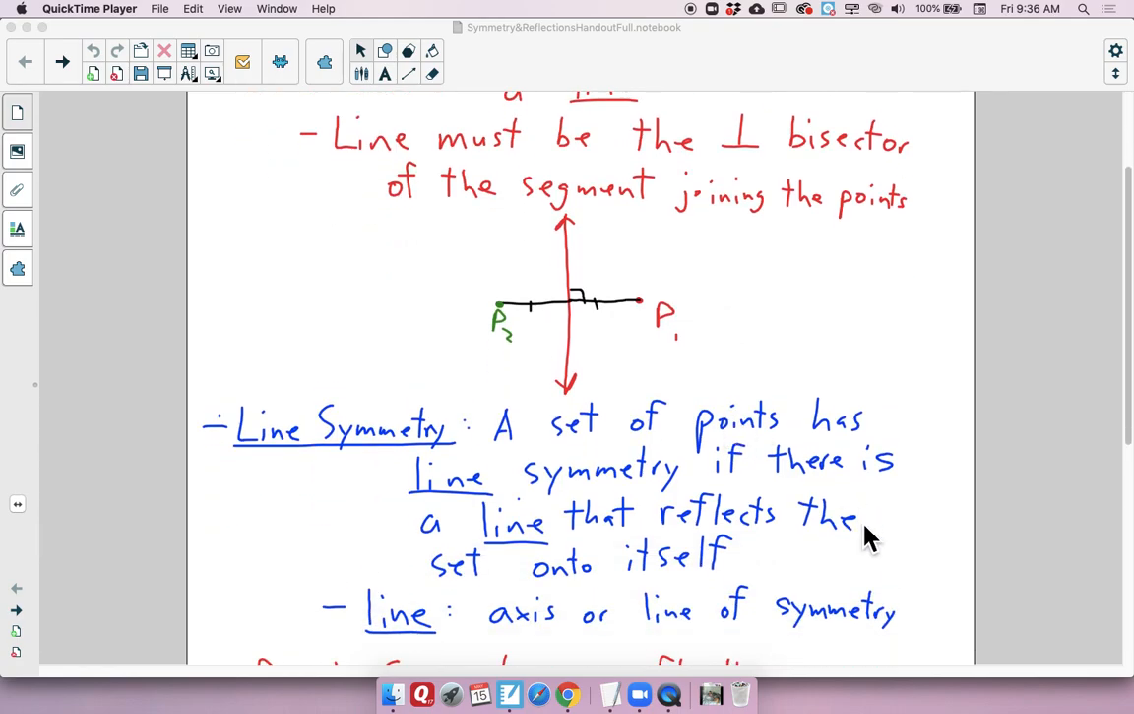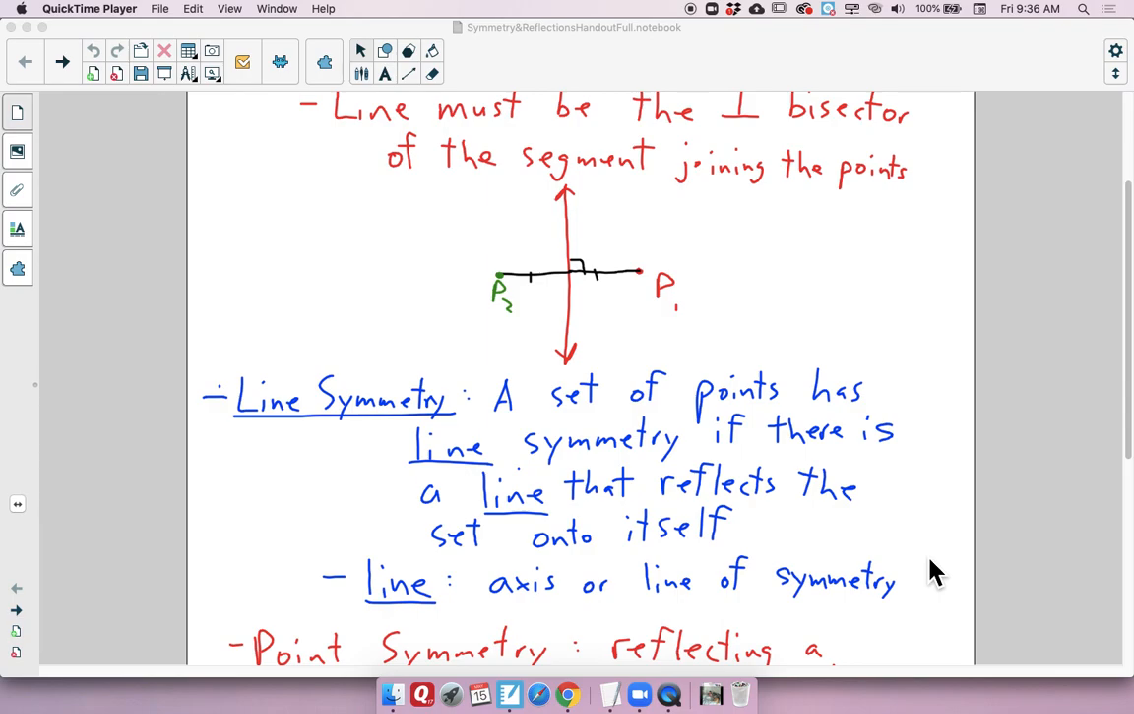Okay, line symmetry. What is line symmetry? A set of points has line symmetry if there is a line that reflects the set onto itself.